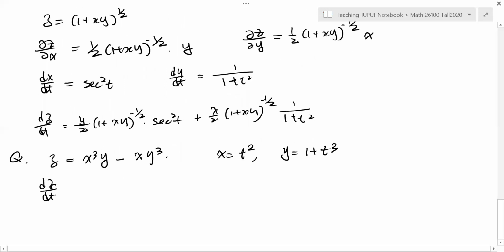So we want to find the derivative of z with respect to t this time. Maybe you have to put in all the details. Now z is a function of t, because if you replace x by t squared and y by 1 plus t cubed, it's a very complicated polynomial. So what I'm going to do here is write down the formula.